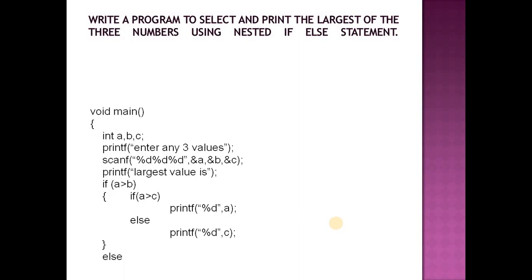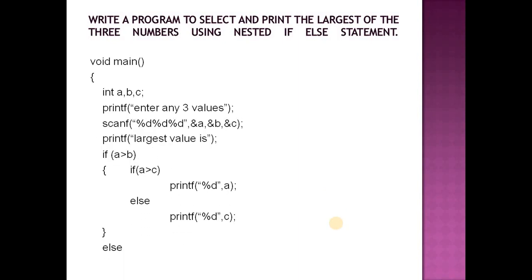Write a program to select and print the largest of three numbers using nested if statement. We have already discussed this program in the algorithm and flowchart videos. I shall just explain the C program now. So before the void main, you have to write the link section, that is hash include section. Since we are finding out the largest among three numbers, we will require three variables of data type integer, A, B and C.